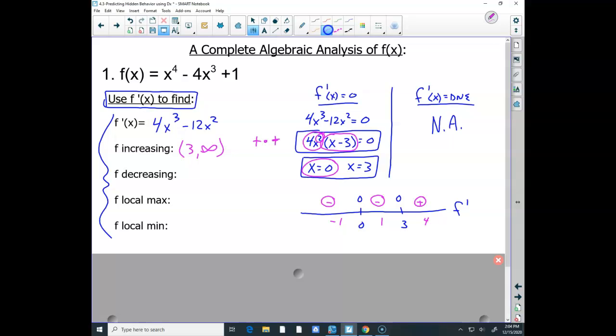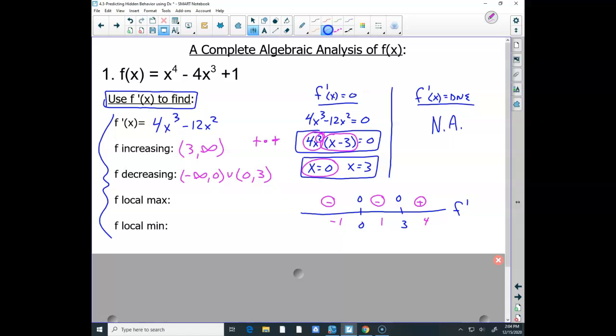When am I decreasing? Well, I like to see it as I'm decreasing from negative infinity all the way up to 0, union with 0 to 3. And yes, they'll let you say negative infinity to 3. I don't like that because then I don't see that flattening in the middle.